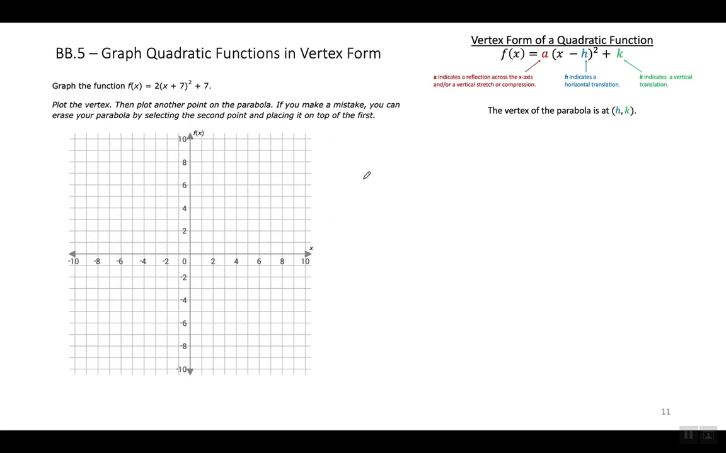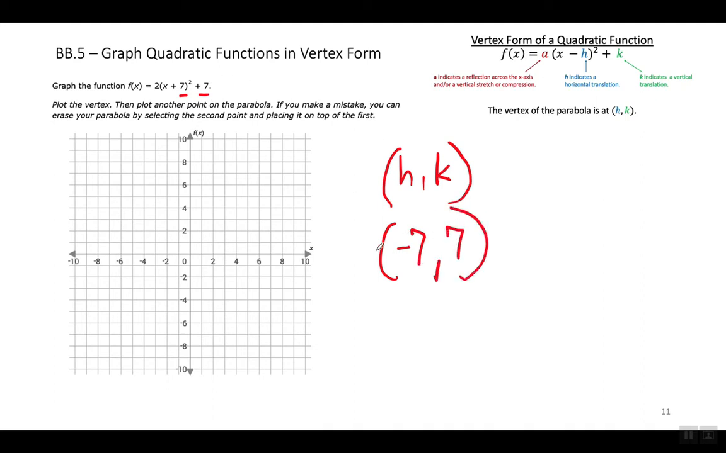Okay, so this is already easy to see. It's in vertex form. So when it's in vertex form, what's going to be the vertex? Okay, what's h and what's k? Okay, h is going to be, in this case, negative 7, and k is the positive 7 that's back here. All right, so that means that the vertex is located right here at negative 7 comma positive 7.